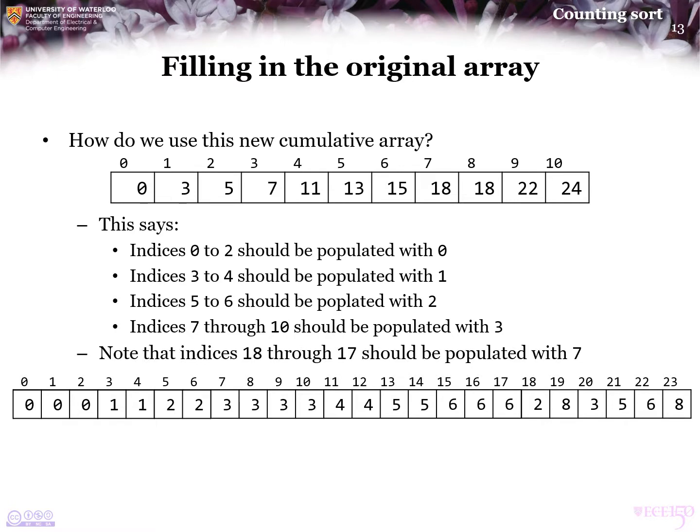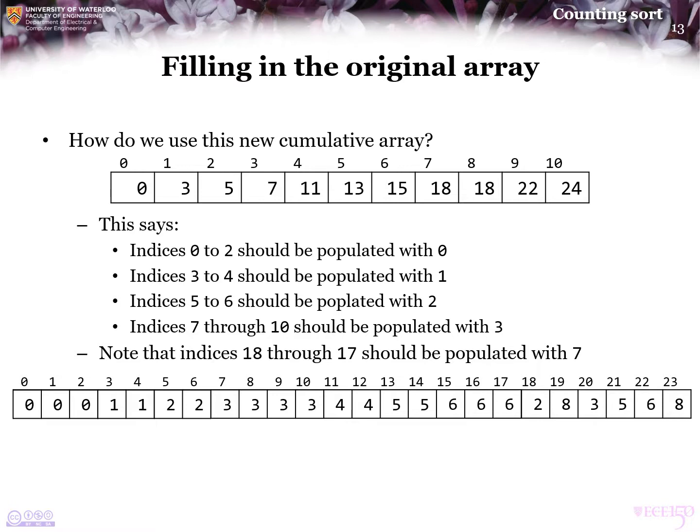And noting that the array also says that for the value 7, the value at 7 is 18, the value at 8 is 18. So this says that indices 18 through 17 should be populated with the value 7. Well, that's essentially saying no entries of the array should be populated with the value 7.